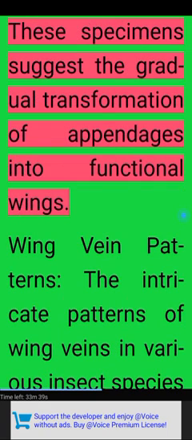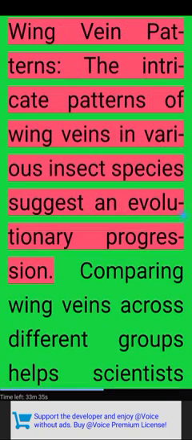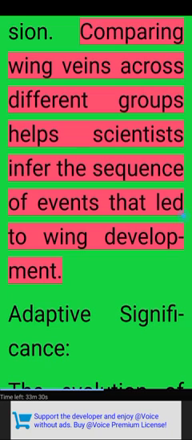These specimens suggest the gradual transformation of appendages into functional wings. Wing vein patterns. The intricate patterns of wing veins in various insect species suggest an evolutionary progression. Comparing wing veins across different groups helps scientists infer the sequence of events that led to wing development.